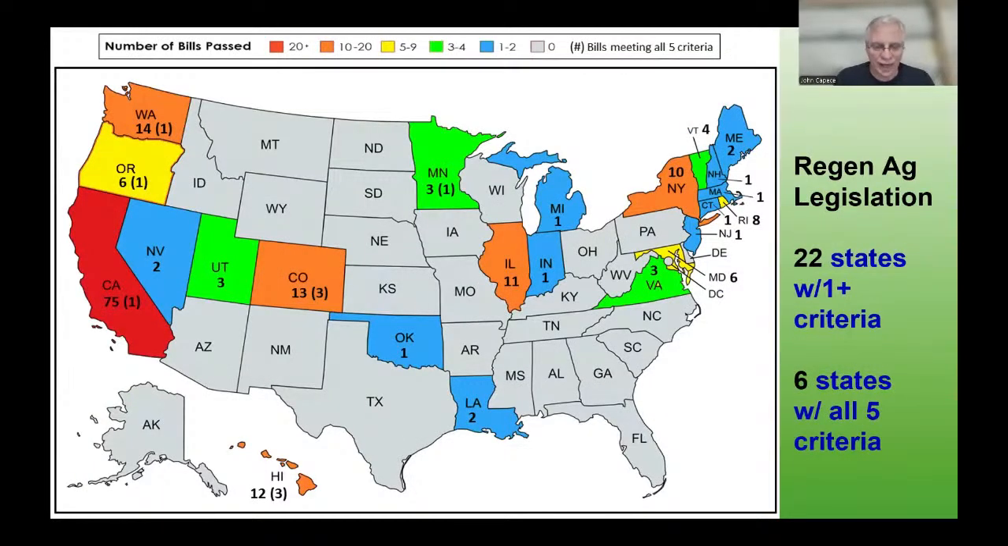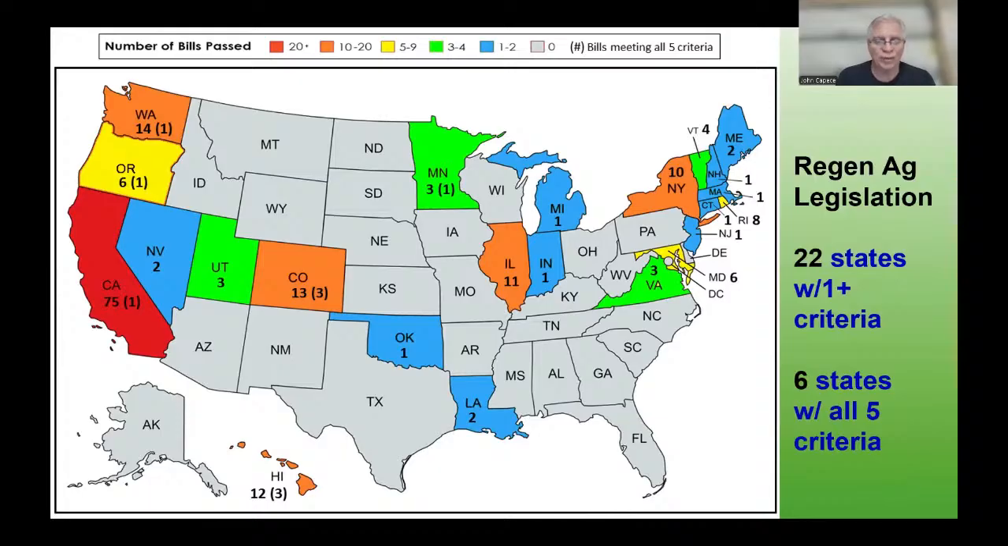Let's next look at how these data map out geographically across the nation. This map shows which states adopted any carbon farming bills, and the number in parentheses shows the number of bills that met all 5 of our ideal criteria. Nationally, only 22 states managed to pass at least one bill containing one or more of our criteria.